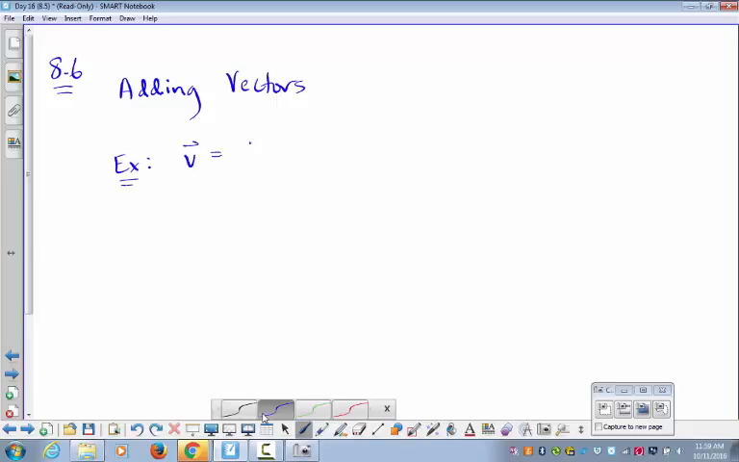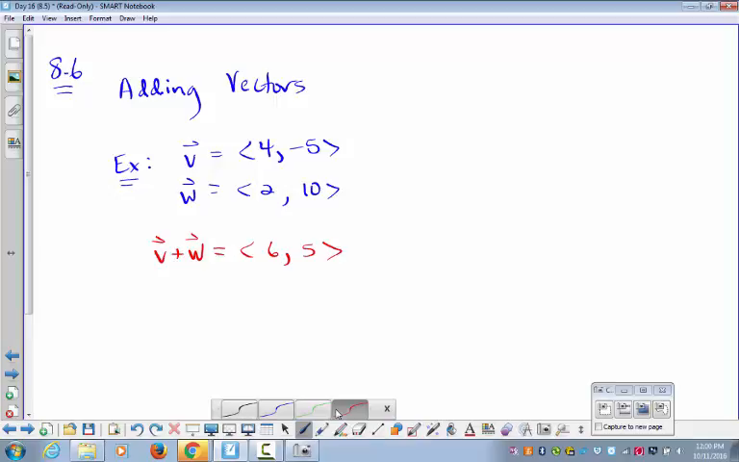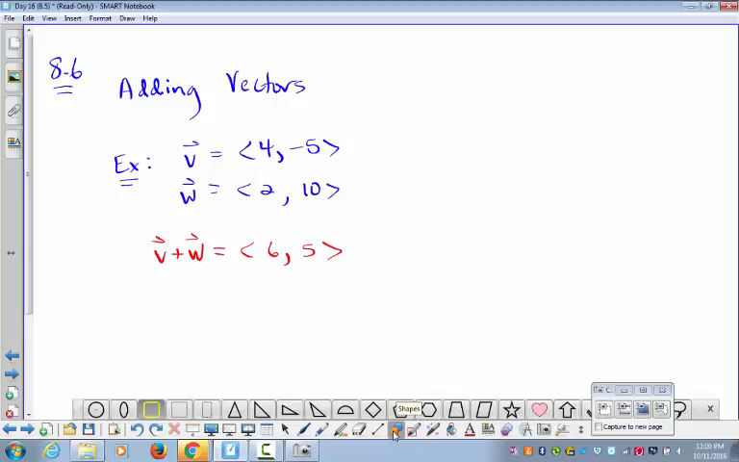So if we have, say, v equals 4, negative 5, and we have w equals 2, comma 10, the way we add these vectors is component by component. So the sum of these is that. Piece of cake. Add the x's, add the y's, add the first components, add the second components, however you want to conceptualize it in your mind, whether you're thinking of those as x's and y's or first components and second components. You just add the x's, add the y's. That is the result of the vector.